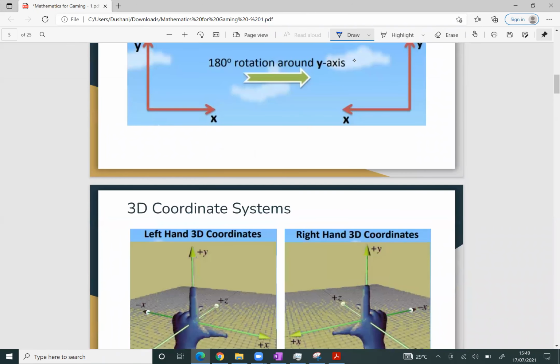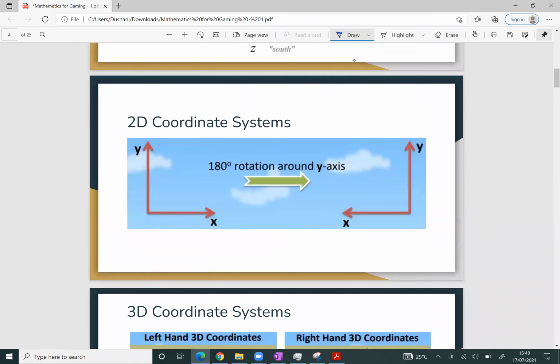So 2D coordinate systems are formed by two mutually perpendicular axes. These axes intersect at a point which we call the origin. The coordinates of any point in the xy plane are determined by two real numbers, x and y, which are orthogonal projections of the points on the respective axis.